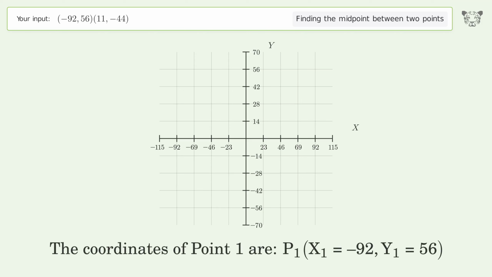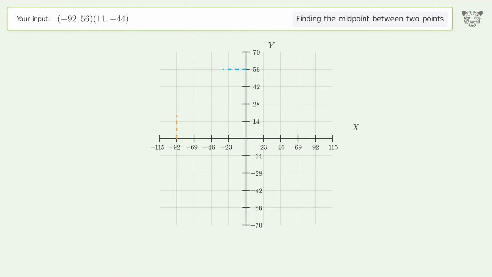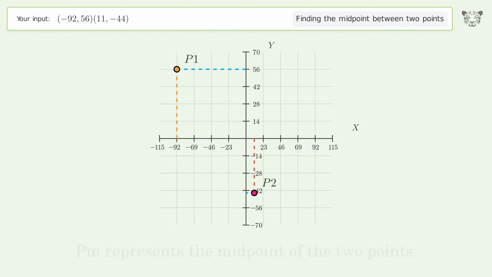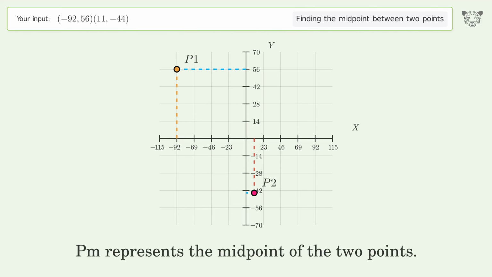The coordinates of point 1 are, x1 equals negative 92, y1 equals 56. The coordinates of point 2 are, x2 equals 11, y2 equals negative 44. PM represents the midpoint of the 2 points.